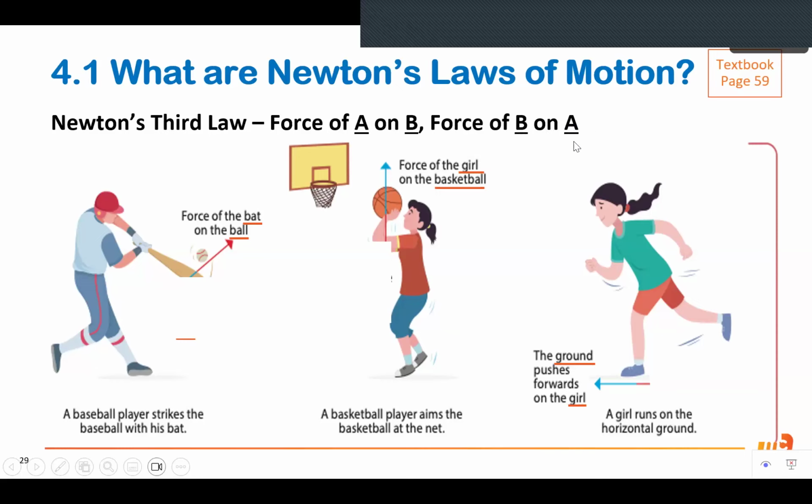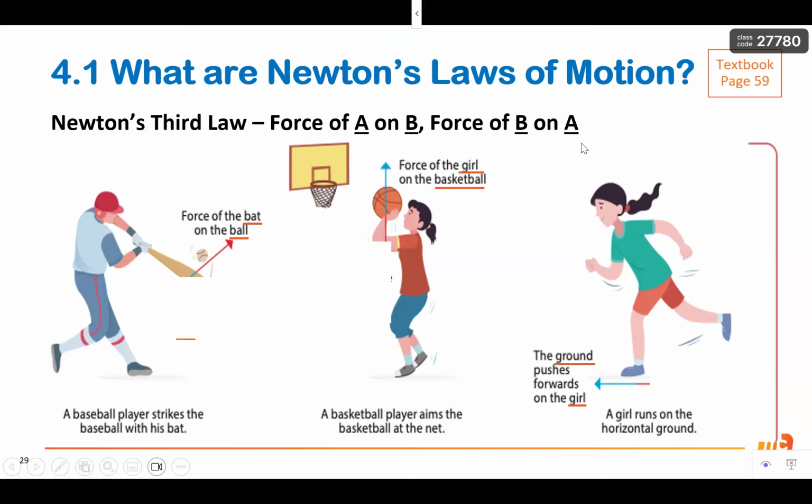But these two forces will be of the same nature. That means if one of them is a gravitational force, the other one must also be a gravitational force. If one of them is a contact force, the other one must also be a contact force. So they are of the same type. But they are acting on different bodies, in opposite directions, and they have the same magnitude.